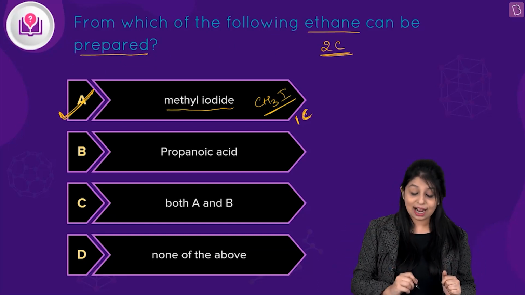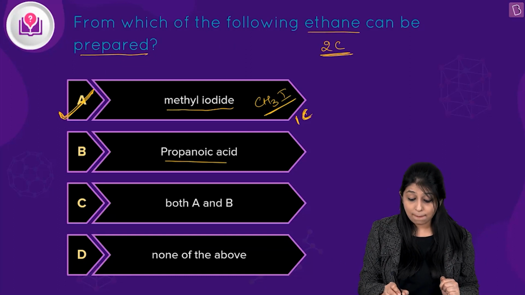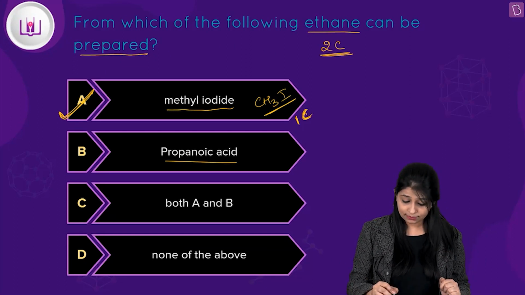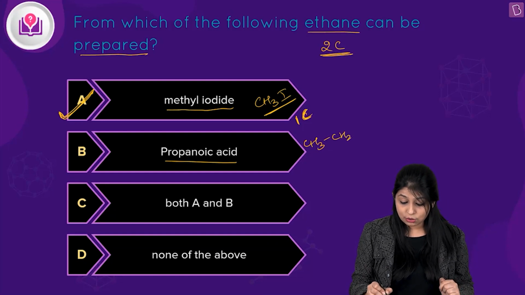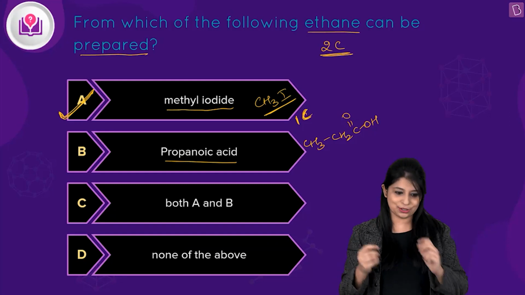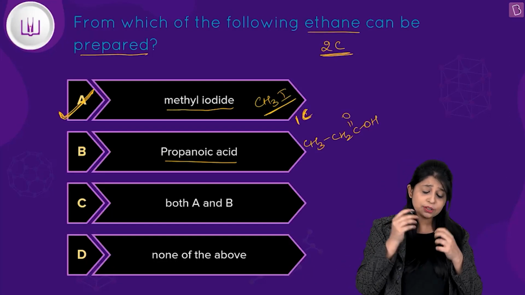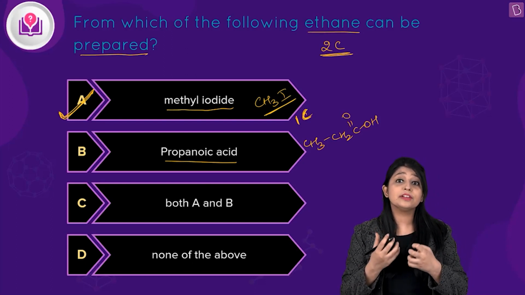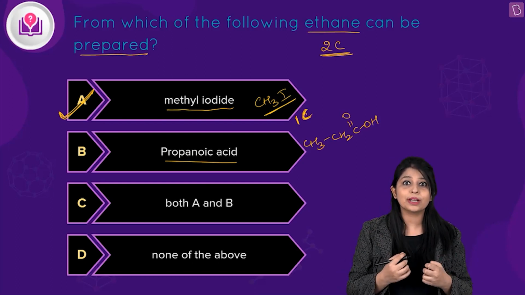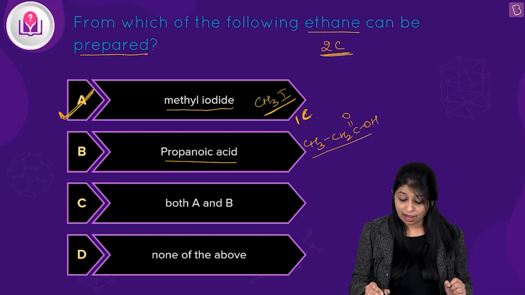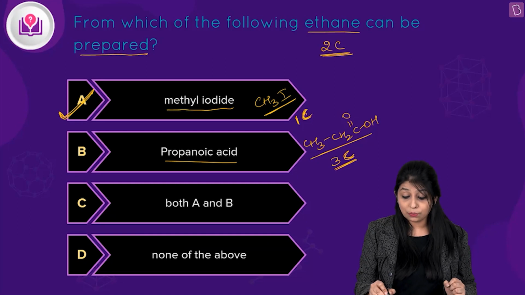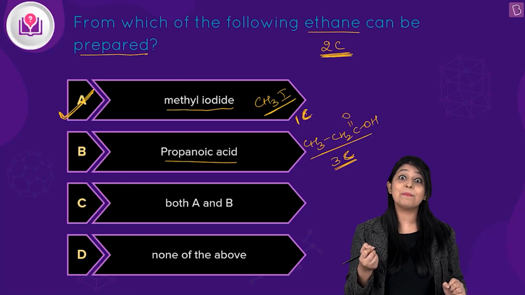Now let's check out option B, which is propionic acid. That is CH3CH2COOH. Which reaction will give you ethane from propionic acid? If you see this, you have three carbon atoms in the reactant, and how many do you want? You want two carbon atoms in the product.